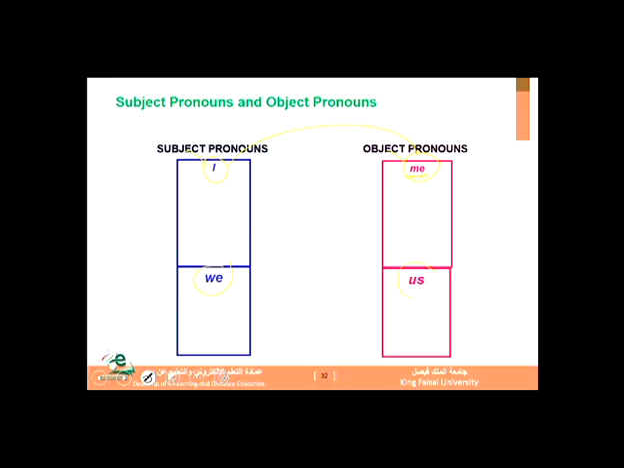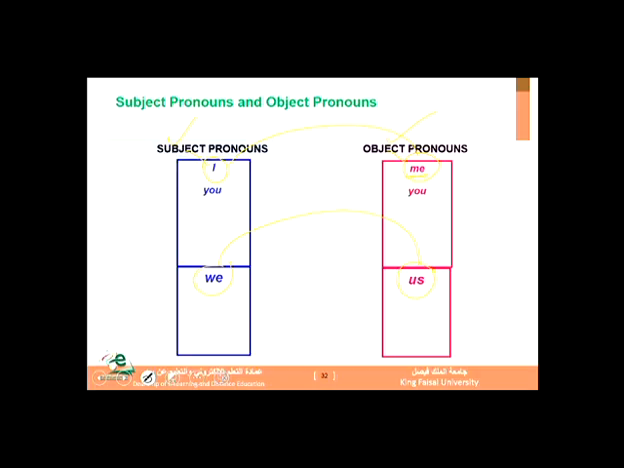While he meets us. So whom did he meet? He meets us. So us here is functioning as an object, while we is functioning as a subject. In other words, each subject pronoun has an object counterpart. Each subject pronoun has an object pronoun. We is the subject, while us is the object. Let's look at the rest of the pronouns.